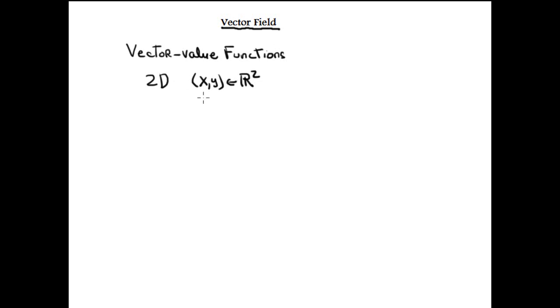Okay, vector field. A vector field is a vector-valued function in which, for example in 2D, you associate to each pair in the domain, which belongs to R squared, a vector in 2D.